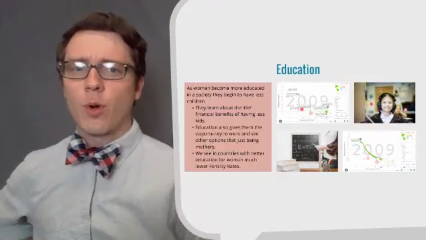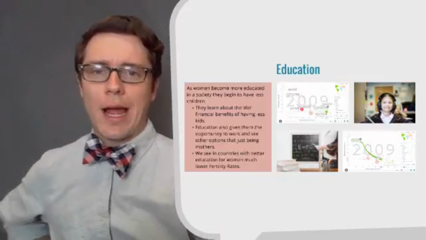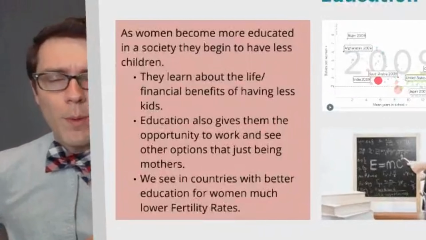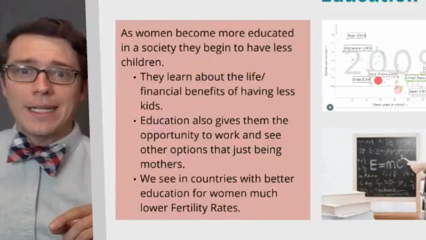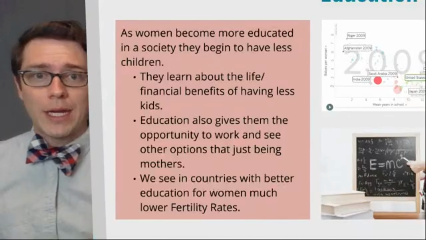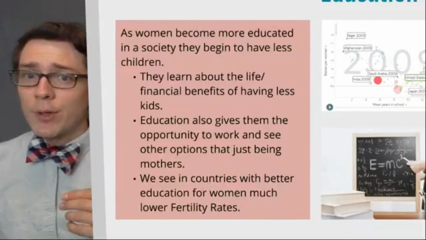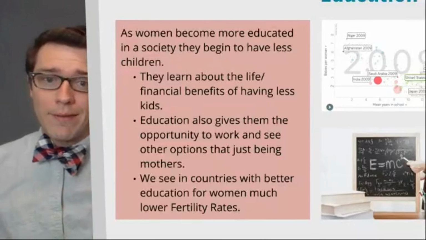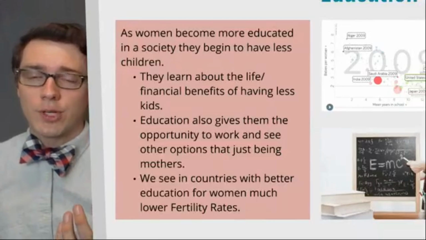Education plays a major role in the changing demographics of the world and the way that the fertility rate has dropped. So as women become more educated in a society, they have fewer children. So we see in any society where women become more educated, they have fewer children. Some of the reasons are that they learn about the life and financial benefits of only having a certain amount of kids instead of having a lot of children.